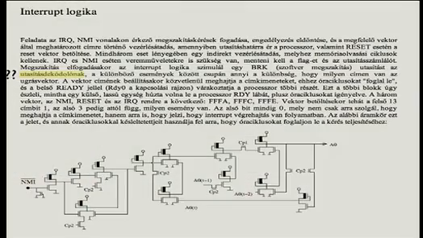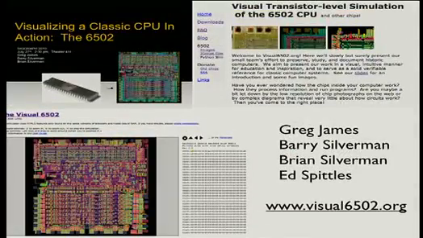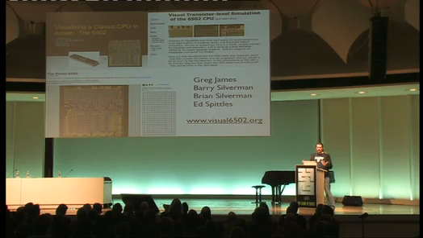But there were some other guys, Greg, Barry, Brian, and Ed, who just recently, so last year, started about 1.5 years ago to do the whole thing again properly and in very high quality, debugging everything and making sure everything is completely correct. These are the guys from the Visual 6502 project, which you have probably seen. So I'll tell you a little.